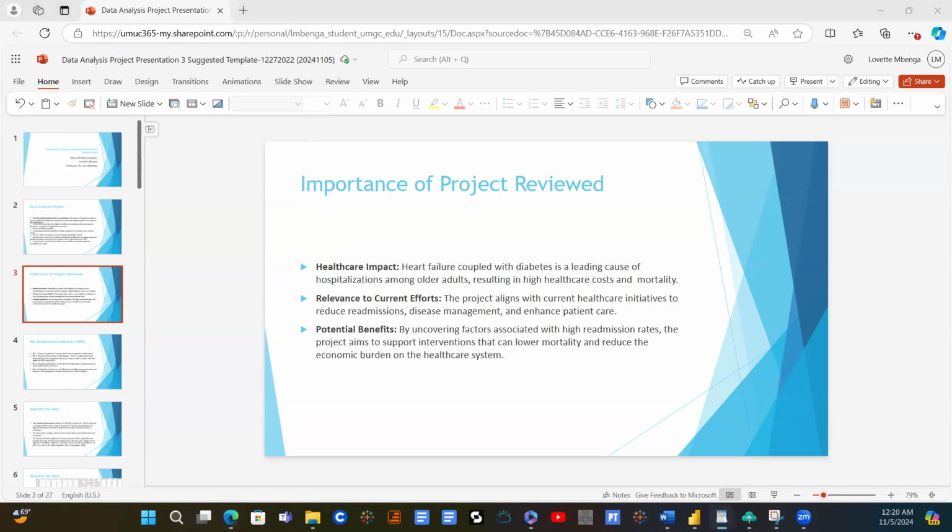The importance of my project is classified into three factors. One, healthcare impact. Diabetes is one of the leading causes of hospitalization among adults, which results in high healthcare costs and mortality. The next one is relevance to current effort. This project is relevant to current initiatives as far as healthcare management is concerned for readmission and readmission due to diabetes. And the potential benefit is to uncover factors that are associated with high readmission rate and aim to reduce mortality in this age group.